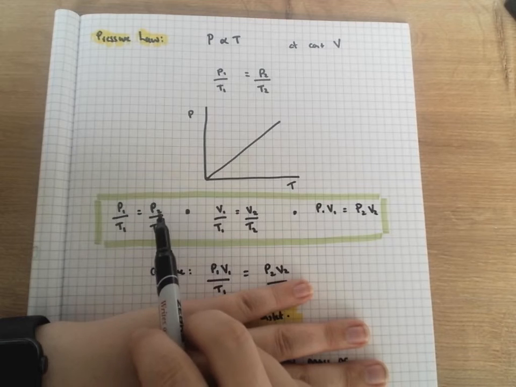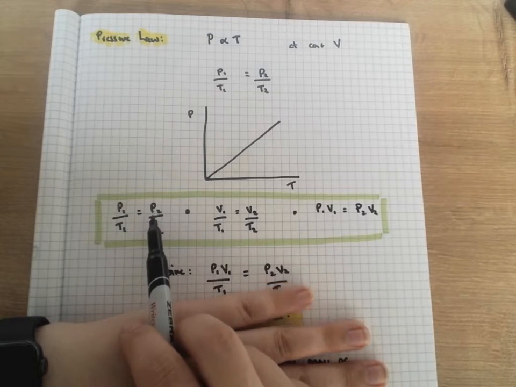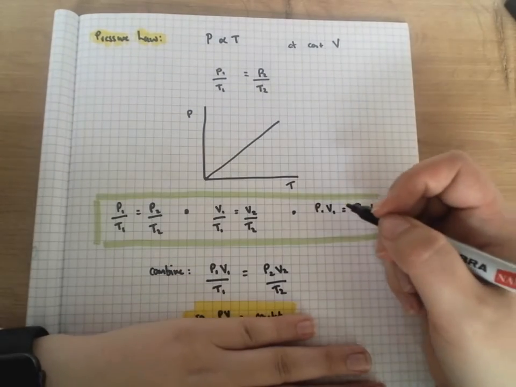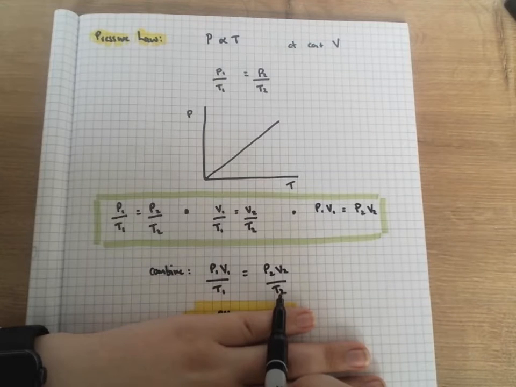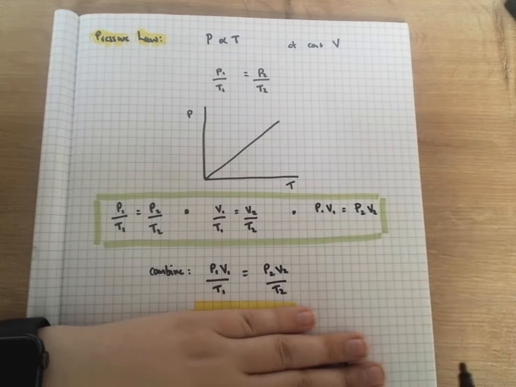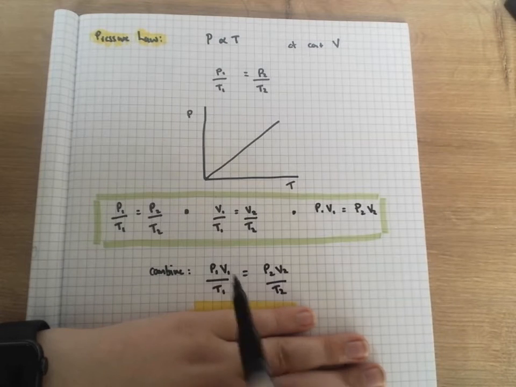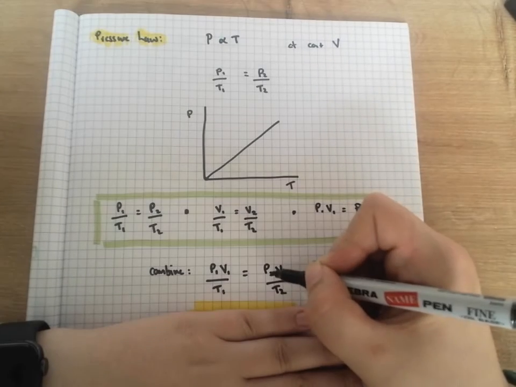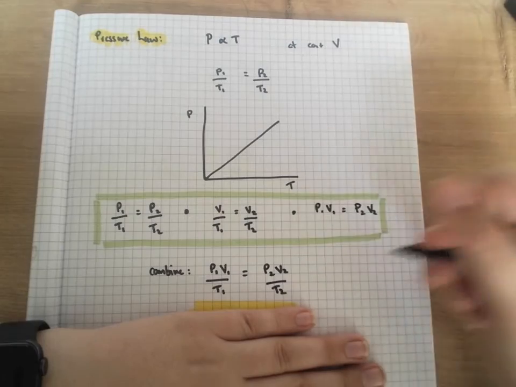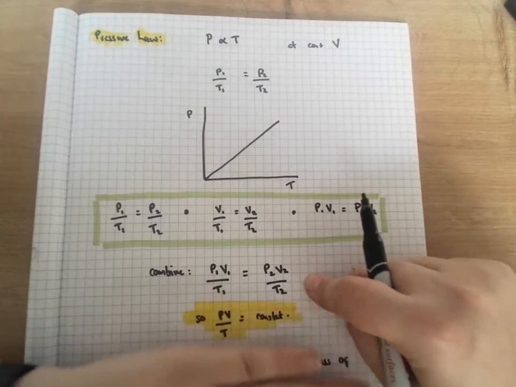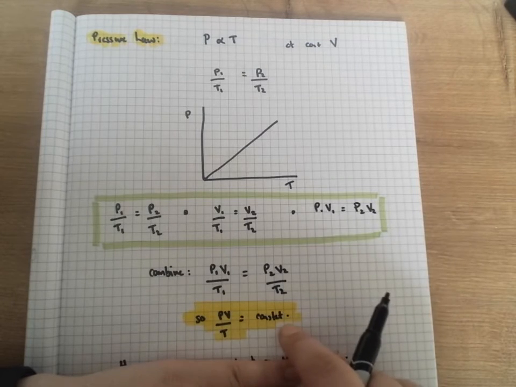What we can start doing here is bringing these through and multiplying them together. If we combine these, we end up with P1V1 over T1 is equal to P2V2 over T2, which essentially tells us that pressure times volume over temperature for an ideal gas is equal to some constant. The second values are equal to the first, and they're equal to the third, the fourth. They're always going to be equal to some constant. So we can simplify to say PV over T is equal to some constant.